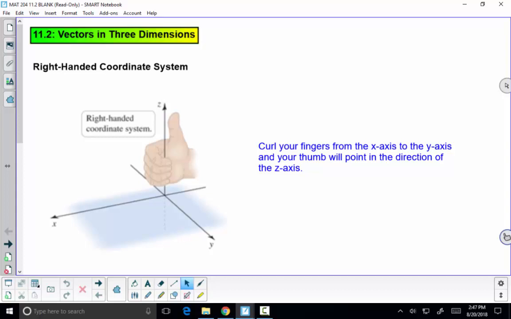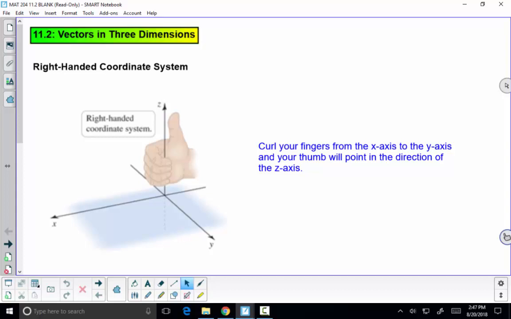The coordinate system we use in 3-space is the right-handed coordinate system. You can create a left-handed coordinate system, and there are some applications for that, but 99% of the time, a right-handed system works perfectly fine. All right-handed means is if you roll your fingers from the x-axis to the y-axis, the z-axis is going to point in the direction of your thumb.